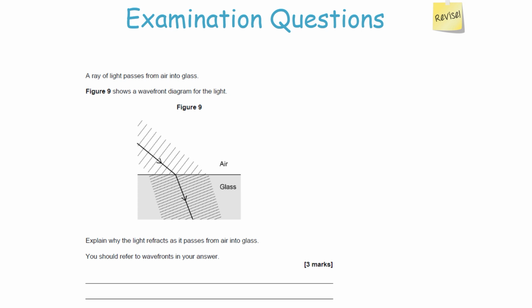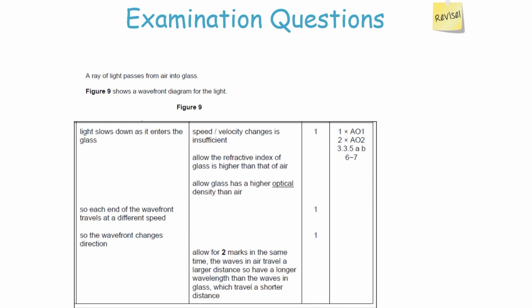So the idea is that as the light is hitting the glass at an angle, you can see on your diagram that part of the wavefront is travelling at a slower speed than the other part of the wavefront. So at that point, it's going to cause the light to somewhat skid, because one part's travelling slower than another, so it causes it to change direction and to refract. So our 3 marking points are: light slows down as it enters the glass, so each end of the wavefront travels at a different speed, so the wavefront changes direction.